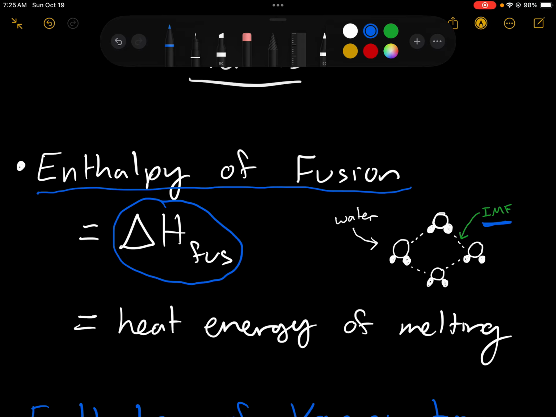So if we look at solid water, we know that there's hydrogen bonding between those water molecules, forcing it into that kind of pseudo crystal lattice structure. And to melt it specifically, we need to be able to break that IMF. So how much energy does it take to do that? And that's what delta H fuse is, or enthalpy of fusion.